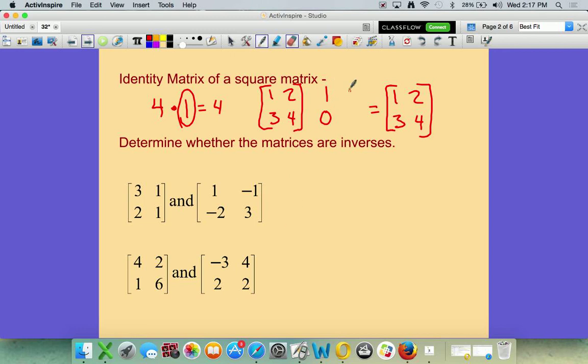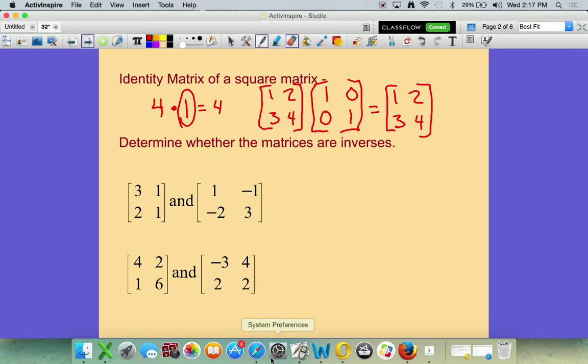Actually, if we put a 0 here, 1 times 0 is 0, 2 times 1 does give us a 2. Let's see if it works for the bottom to get this 3 and 4. 3 times 0 is 0, plus 4 times 1 is 4. So yes, this is our identity matrix. And we use that quite a bit, including how to figure out if these are inverses or not.